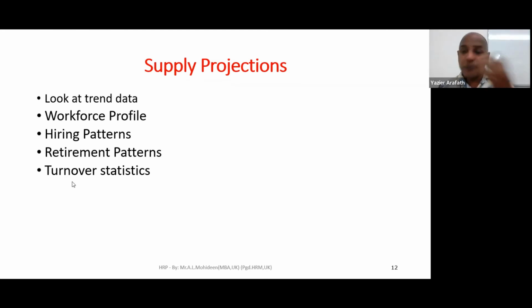These are the things that should be projected. The projection means next year, this amount of people will leave our organization. Next year, this amount of people will retire in our organization. So this is the workforce we are having. All the information should be collected and projected. Do you understand this? So according to the projections, the supply of the workforce will be there. We have to look at the trend, how we bring people in. We have to look at the workforce profile, which we discussed already. Hiring patterns and retirement patterns: how many people are retiring every year? And the turnover: what is the turnover rate we are having? These things should be forecasted and projected.